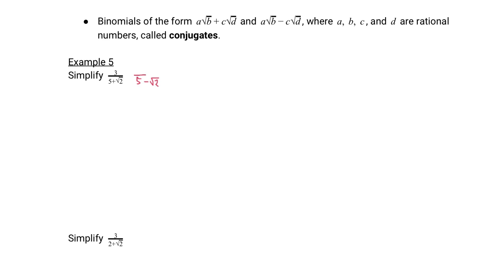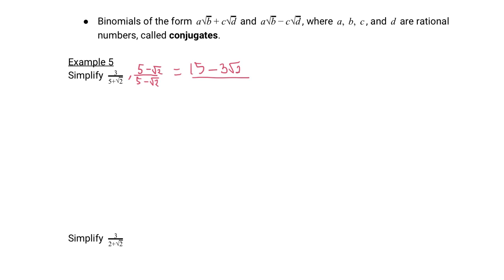All right, so we're going to multiply the top and the bottom by that, 5 minus the square root of 2. Now, when we multiply fractions, we multiply across the top and across the bottom. So on the top, we're going to distribute. First, we have 3 times 5, which is 15. Then we have 3 times negative square root of 2. That's very simply minus 3 square root of 2.